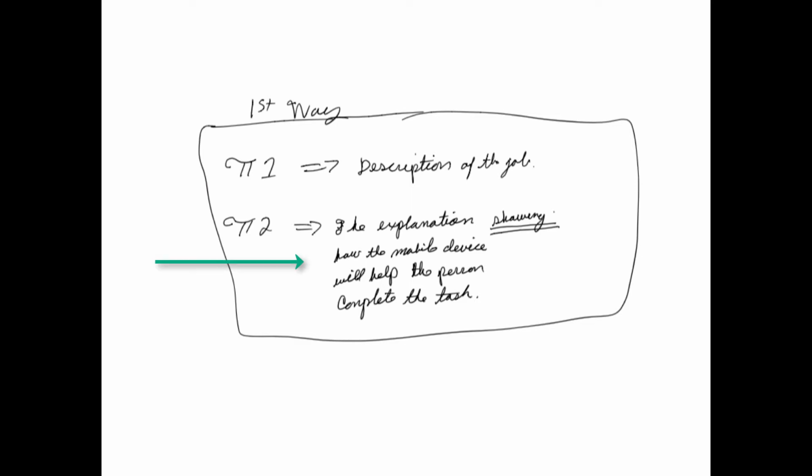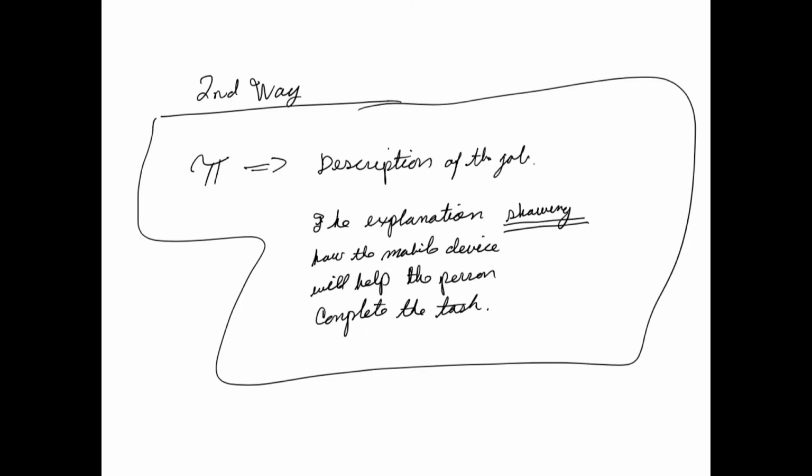Number 2, your second paragraph will explain how this mobile device you've chosen will help the person complete this task. If the description of the job task is simple, say like taking inventory or scheduling employees, then you could write the description of the job and how the mobile device will help you complete that task in the same paragraph.